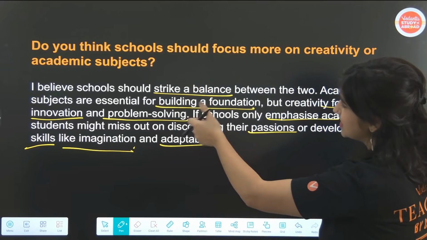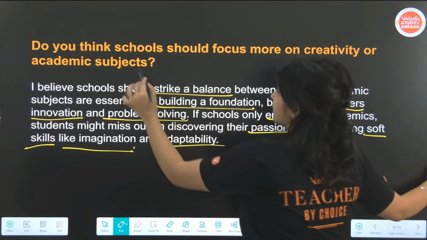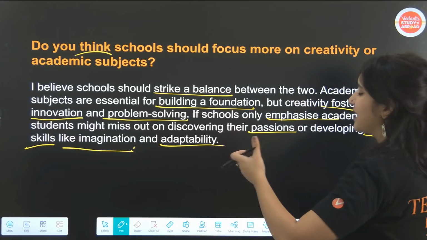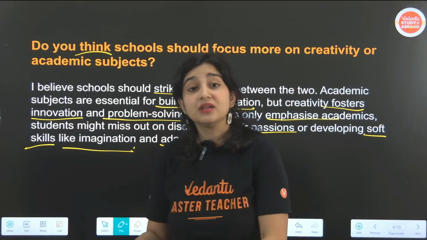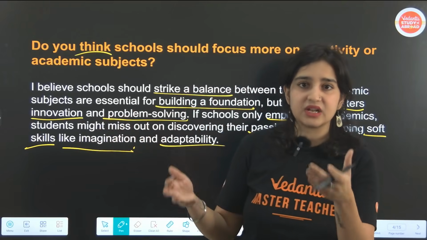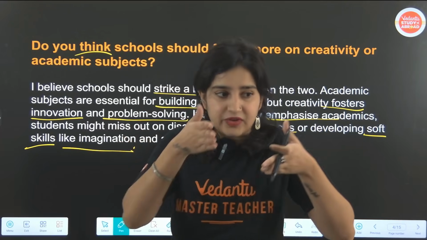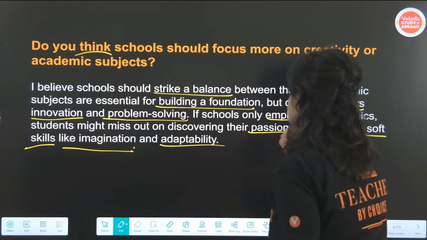Here, the way the answer is started, again, it works. You're supposed to give your opinion. The question says, do you think? And starting with I believe, that's fine. Should strike a balance. Again, you've said your stance right off the bat. And then you are supporting that stance by giving relevant information and justifications. Like, the academics is important for so-and-so reasons and creativity is important for so-and-so reasons, right?